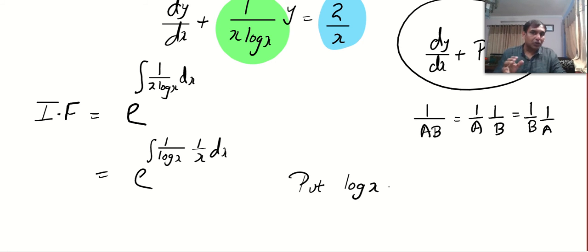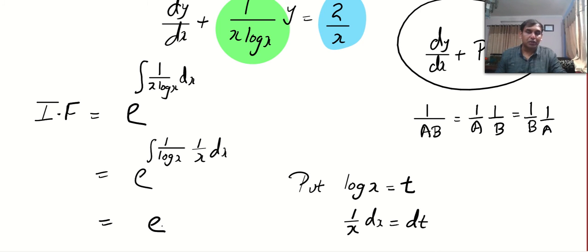Can you see? So what I'm going to do is use the method of substitution. When will you use method of substitution? Very simple, when you see a function and its derivative as a product inside an integral. So I'm going to put log x equal to any letter that you like. I prefer t. What is the derivative of log x? 1/x. So 1/x dx is equal to dt. So let's substitute. So e to the power integral 1/t dt.